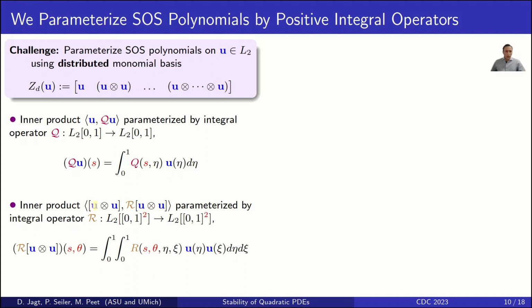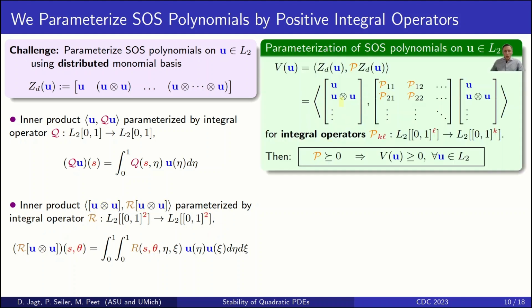Similarly, we can take the inner product of the quadratic monomial with itself and parameterize this inner product using another integral operator R, where now this integral operator maps a function on two spatial variables to another function on two spatial variables. More generally, we can consider the inner product of a monomial basis with itself and weigh this inner product using an integral operator P, where each of these blocks, P_kl here, maps a function on L spatial variables to a function on K spatial variables.